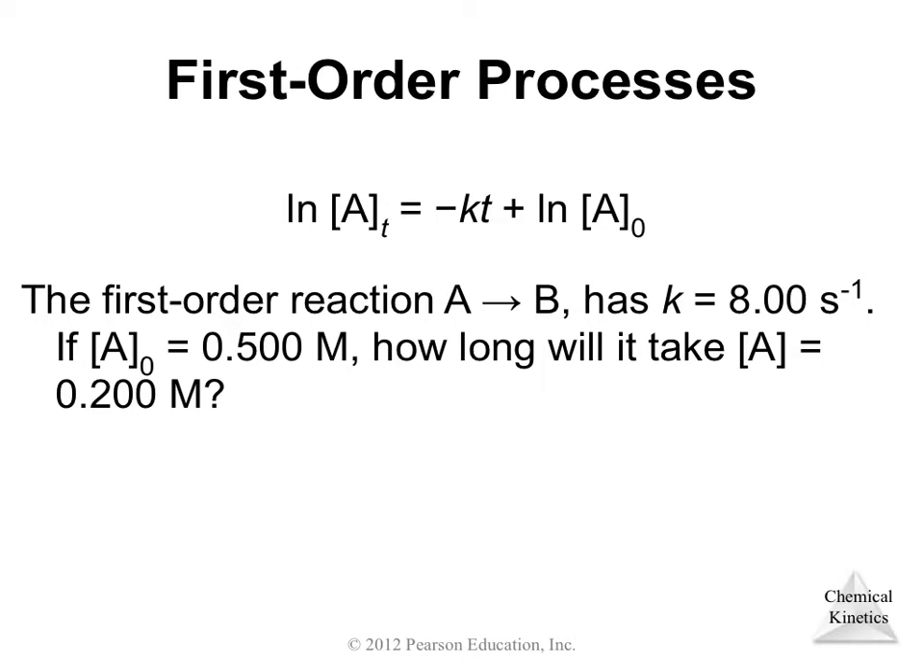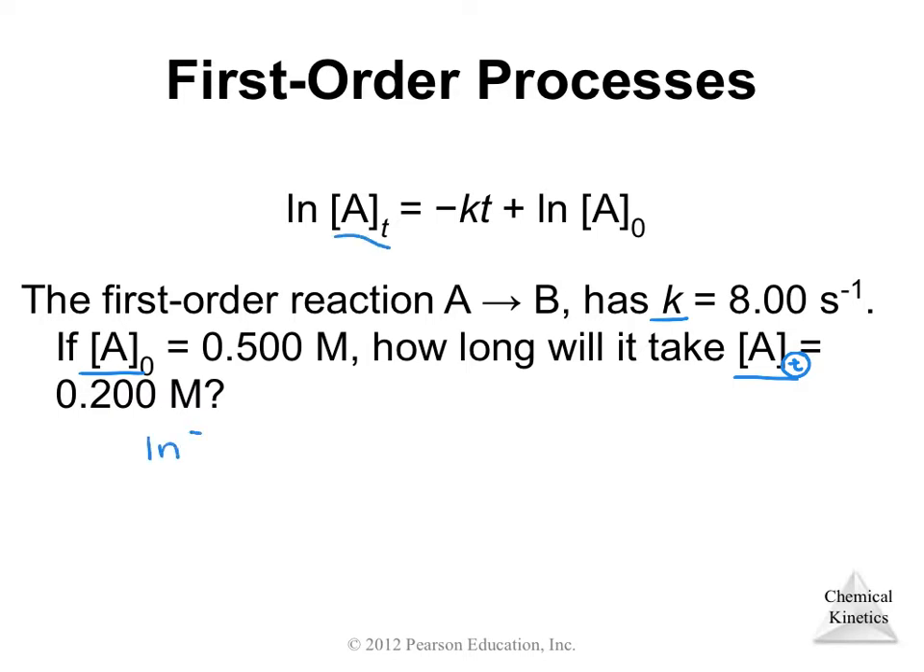So for this one, the first order reaction A to B has a rate constant value of 8 seconds to the negative 1. So if our initial concentration is 0.500 molar, how long will it take to reach a concentration? And this is going to be at a specific time, that's what we're looking for, to reach 0.2 molar. So we're going to plug in what we know.